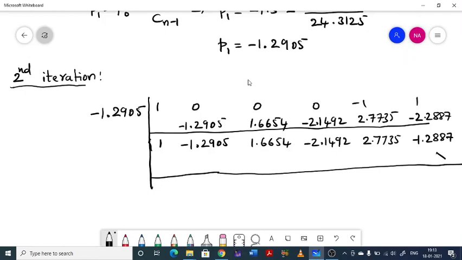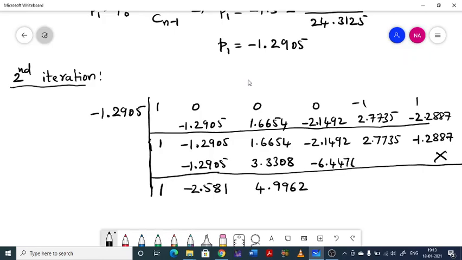So now here I am not going to write anything. So 1 I can carry as it is. Here 1 into minus 1.2905, again minus 1.2905. It will be minus 2.581. Next, multiplying those two, here I should get 3.3308. So it will be 4.9962. Again multiplying those two, minus 6.4476.